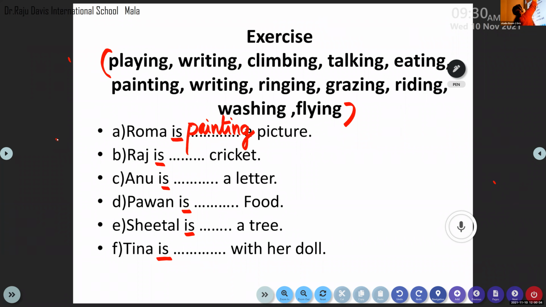Okay, now Dia, come on. Dia, come on, read the question. Raj is dash cricket. Okay, so what do you write there? Playing. Very good. Raj is playing cricket. Okay, come on, write it. Raj is playing cricket.